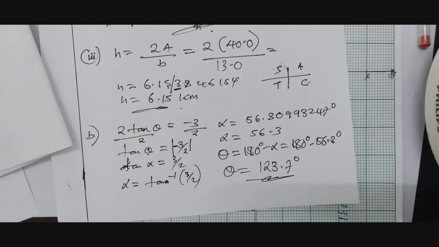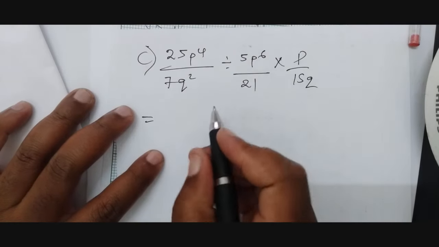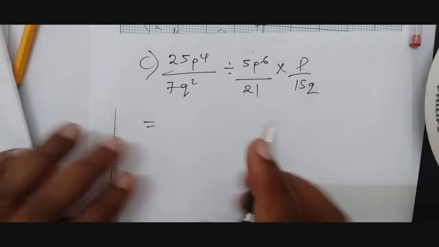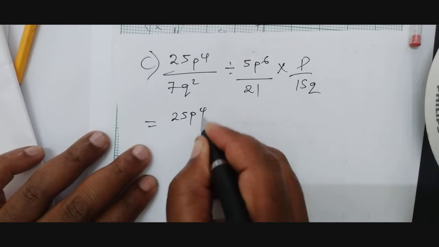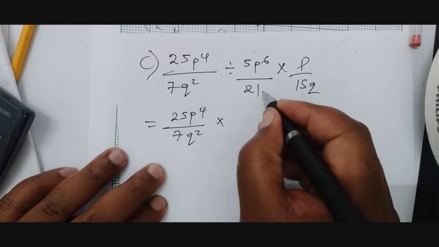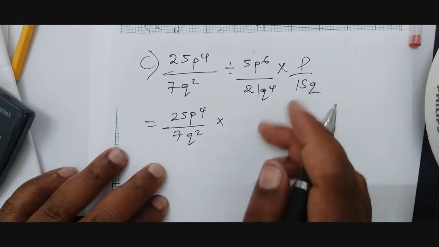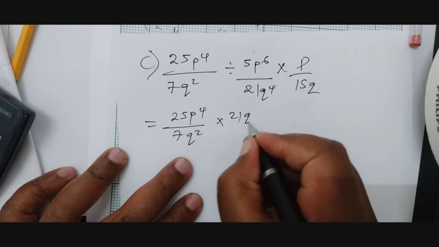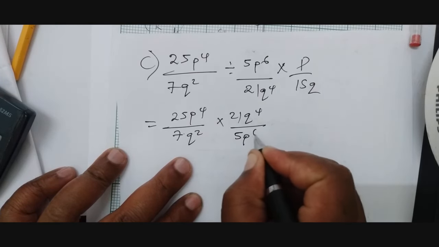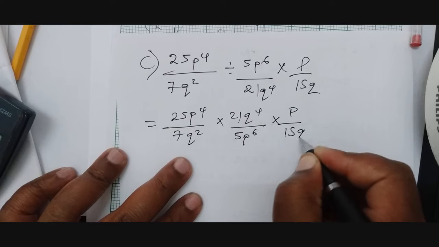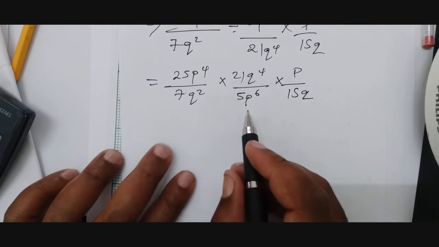We go to the next part, which is part C. This is a question that we need to work out. We are told to simplify it. So we can say 25p to the power 4 over 7q squared, times q to the power 4 over 21. Now with these things you have to be careful because you can easily mix up things. So you have 21q to the power 4 over 5p to the power 6, times p over 15q.